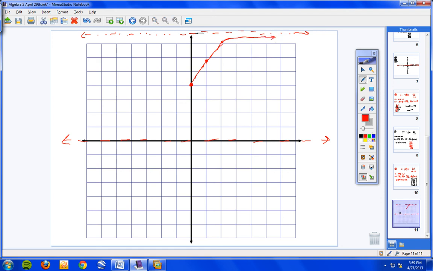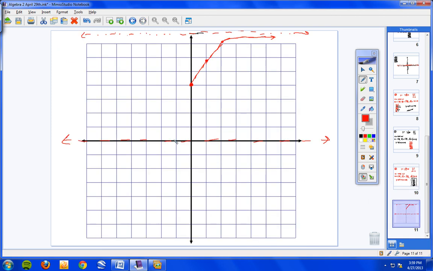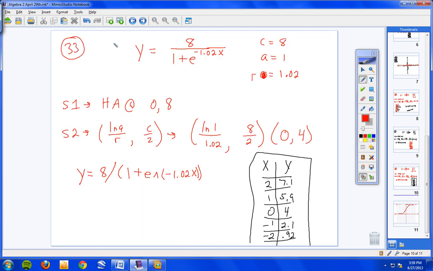Okay, let's go ahead and plot the last couple ordered pairs. -1, 2.1 would be right there. And then we would have -2, 0.92. So -2 and then 0.92. Then the rest of the graph will come up like this, hit here, and there's the middle value right there. And there's the graph. Not too bad. Actually looks pretty good. One of those rare moments I actually drew something decent.